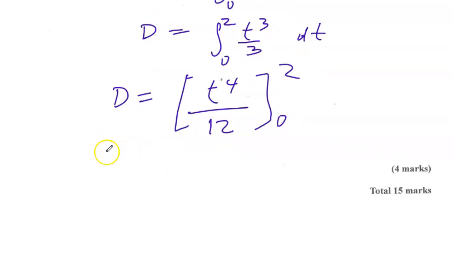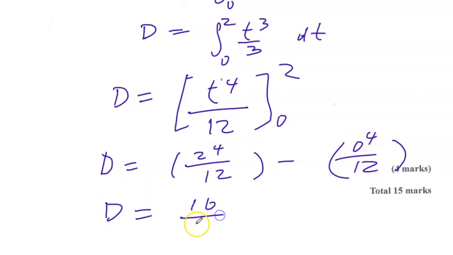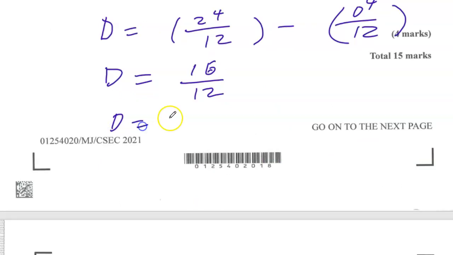So we formulate 2 brackets. In one bracket we replace t with 2, so this will be 2 to the power of 4 over 12 minus 0 over 12. 0 to the power of 4 over 12 is 0. So the displacement is 2 to the power of 4, that's 16, upon 12, which is 1 and 1/3.